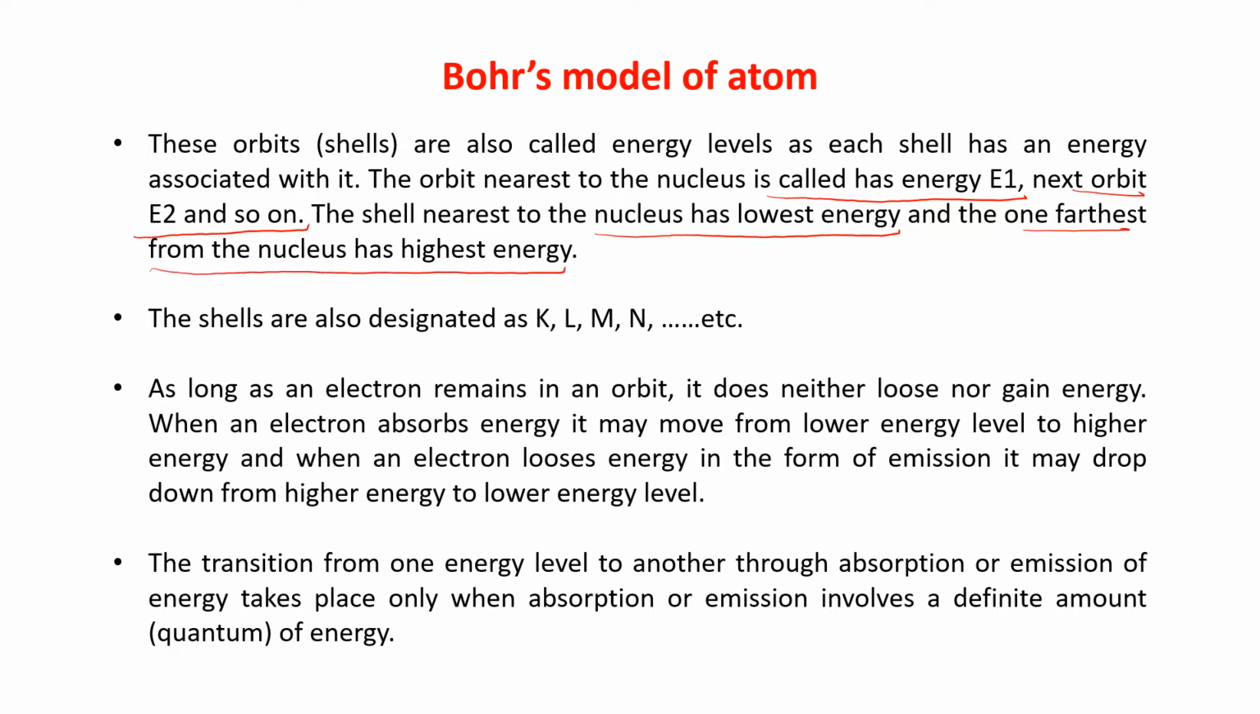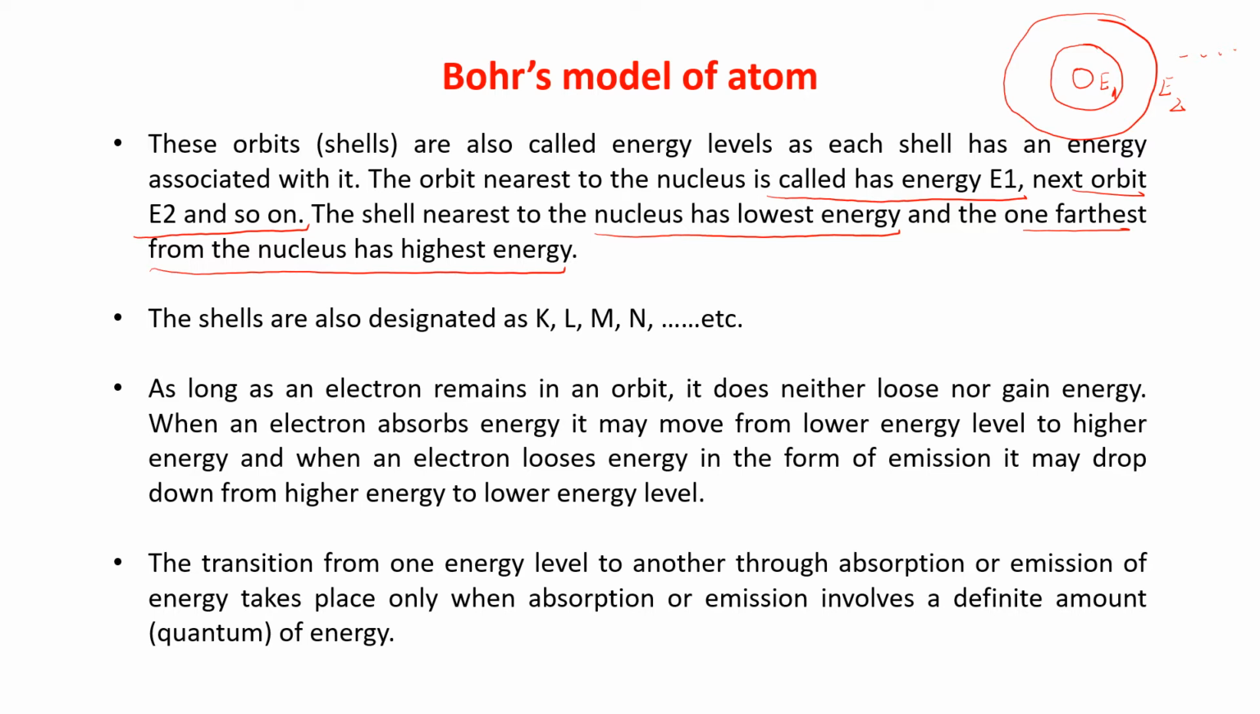That means suppose this is a nucleus and this is the first shell and this is a second shell. So this first shell is having the energy E1. The second shell is having the energy E2 and so on. And this E1 is having the lowest energy. And the shell which is farthest from the nucleus is having the highest energy.